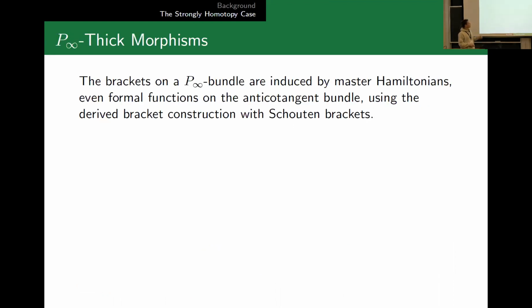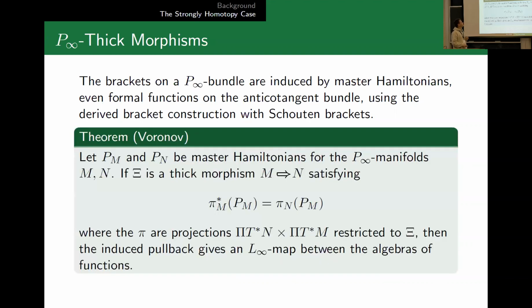So the brackets on a P-infinity bundle are introduced by master Hamiltonians, as we saw earlier. These are odd functions on the anti-cotangent bundle. And we get our higher brackets by using derived brackets with the ordinary Schouten bracket and this master Hamiltonian. How these are related is that we get a way to define the appropriate notion of Poisson map for this P-infinity setting.